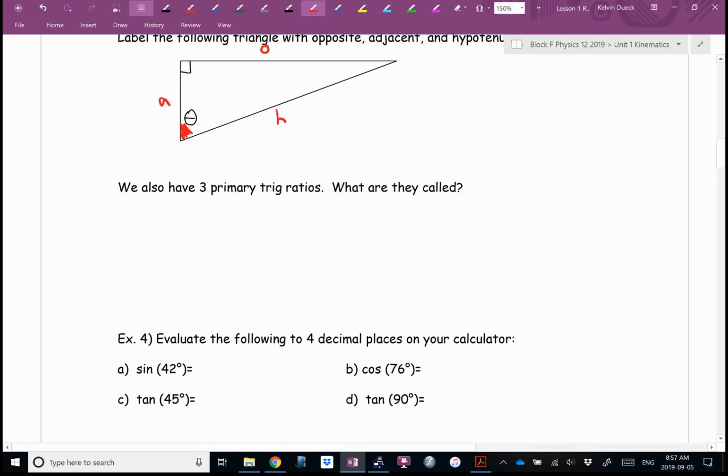We also have three primary trig ratios. What are they called? They're buttons on your calculator. Sine, not sin. It's a sin to call sine sin. So sine, abbreviated SIN. Cosine, abbreviated COS. And what most of you did this summer, tangent, abbreviated tan.